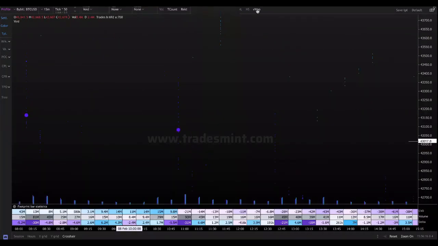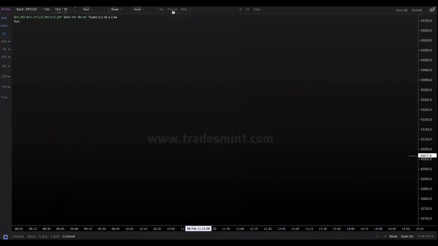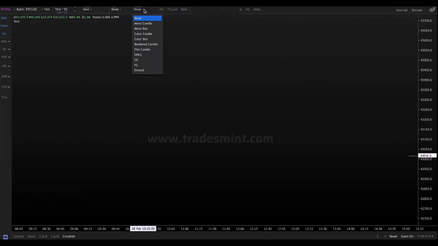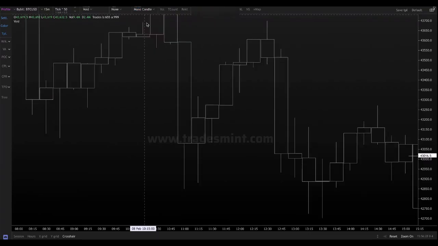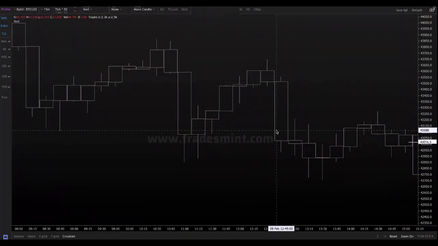And let me remove all this stuff just so that we can have a blank chart. I want to start with candle because this is what we are most used to. This is going to show the type of candle that you want to see on your chart. You're going to have a mono candle, which is simply just a gray outline of candles, the same type of candles that you're used to on TradingView.